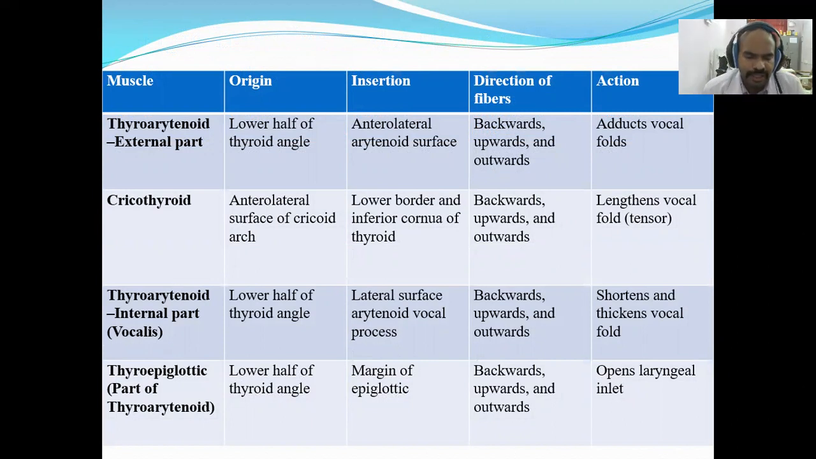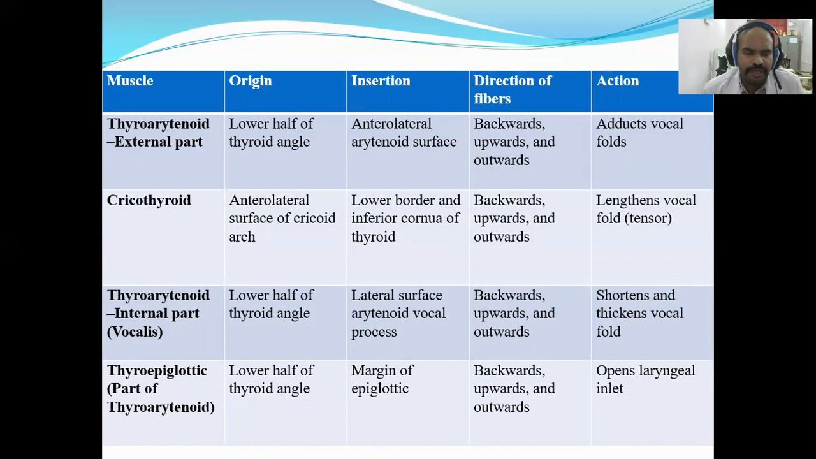Cricothyroid, which is between the cricoid cartilage and the thyroid cartilage. Its origin is the anterolateral surface of the cricoid cartilage, and the insertion is the lower border of the inferior cornu of the thyroid cartilage. It lengthens the vocal cord, meaning it is the tensor of the vocal cord. Thyroarytenoid internal part is otherwise called the vocalis muscle. The site of origin is the lower half of the thyroid cartilage, with attachment to the lateral surface of the arytenoid vocal process, and it shortens and thickens the folds.